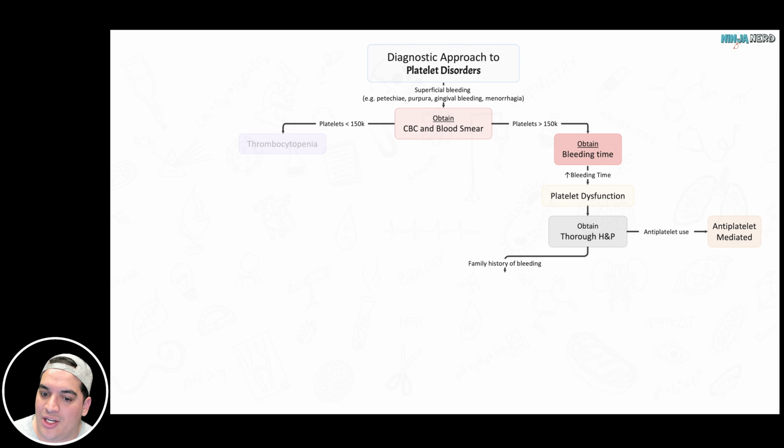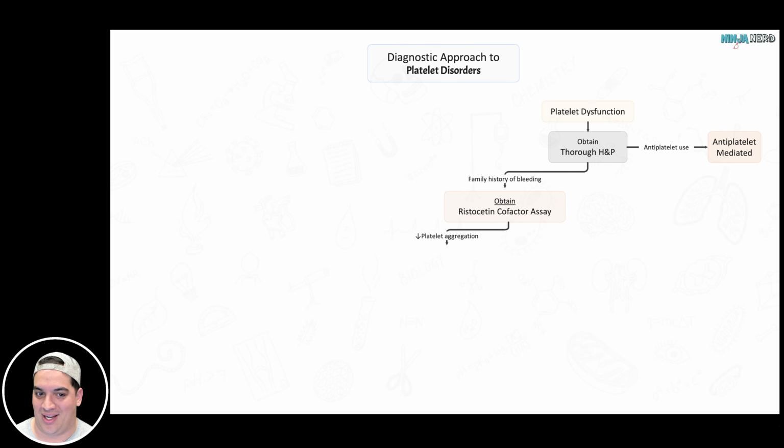If they have a family history, you definitely should start thinking about doing what's called a ristocetin cofactor assay. What this is, it's really interesting. You actually want to test platelet aggregation. If the platelets don't aggregate, it could be von Willebrand disease or Bernard-Soulier syndrome. If they do aggregate, it could be Glanzmann thrombasthenia that's present.